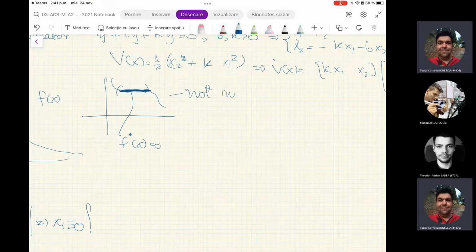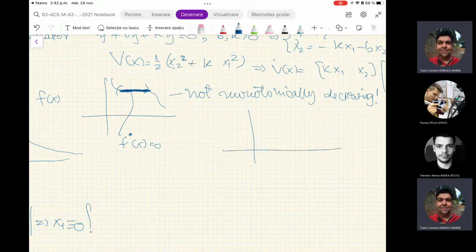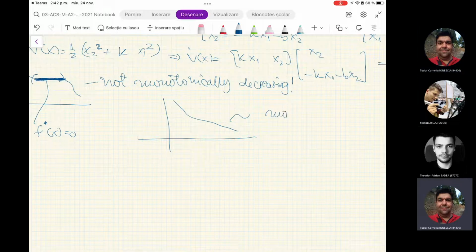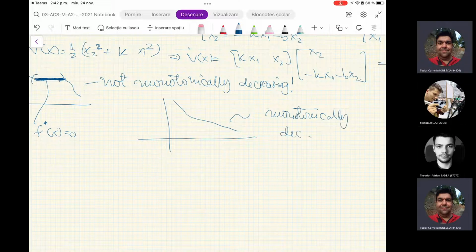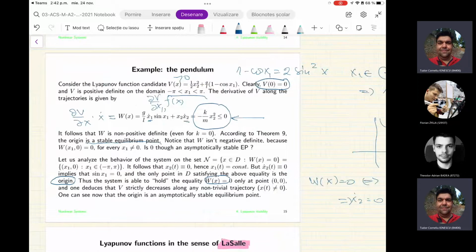Not monotonically decreasing. Whereas this one, this is monotonically decreasing. Okay. This is monotonically decreasing. That's what we prove here with this very important analysis.